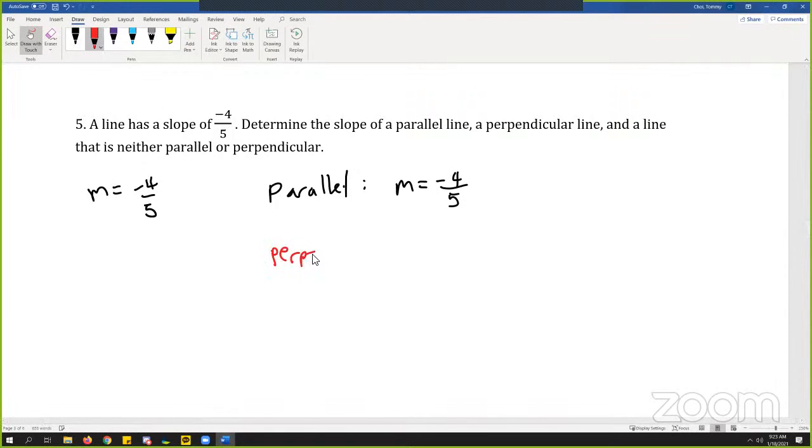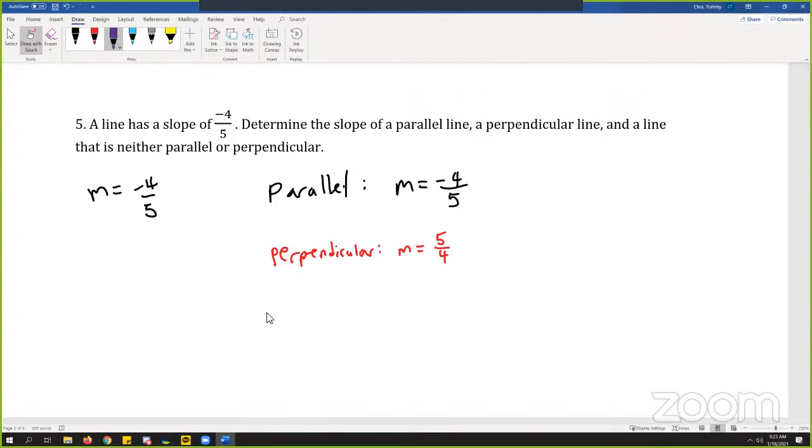For perpendicular, it is the negative reciprocal, which means you flip the fraction and then you put a negative on it. But if there's already a negative, it becomes positive. So your final slope here should have been 5 over 4.